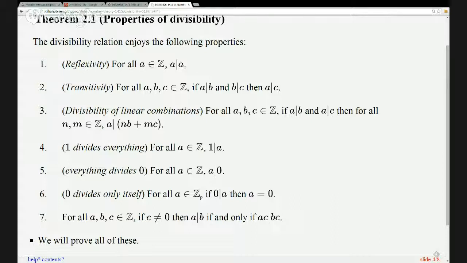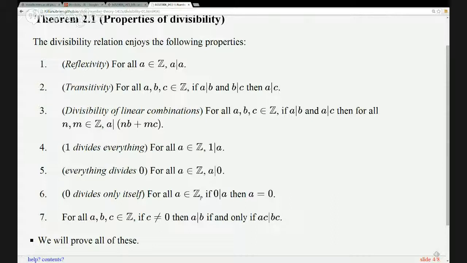We give ourselves an integer A. We want to conclude that 1 divides A. How do you do that? You can only do that if you write A is equal to 1 times something. What's the something? A. A is always 1 times A, so 1 divides A. So that just falls out of the definition straight away, because 1 is the identity for multiplication.